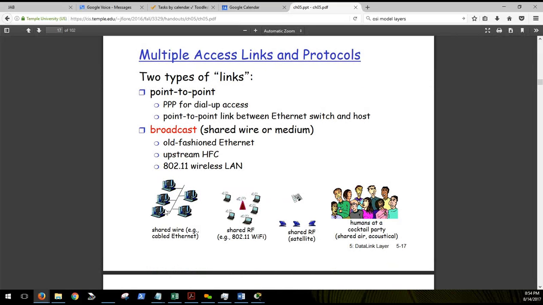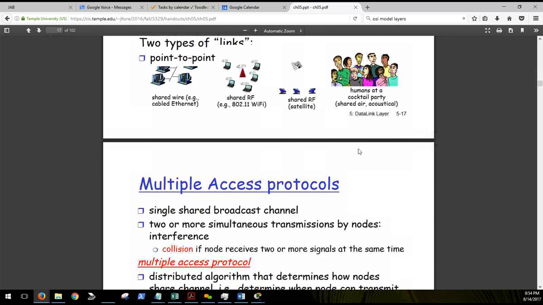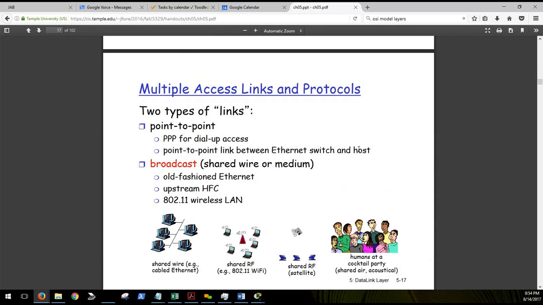Here are some examples of a broadcast environment. A bus configuration is a shared wire, shared RF in a wireless network, or shared RF in a satellite connection, or a shared acoustical air or space with people at a party. Or a shared network, like a shared mobile hotspot. We can share the network outside, or we can have Wi-Fi that shares to the public.